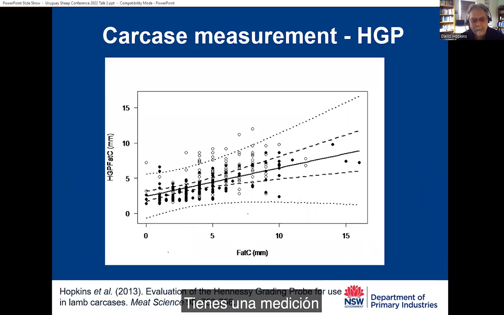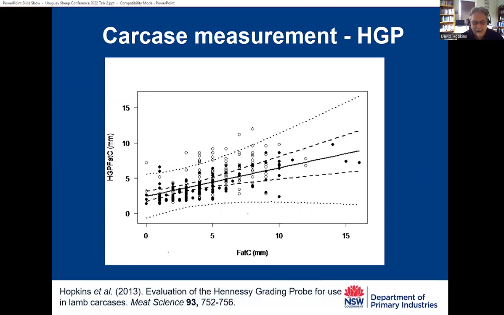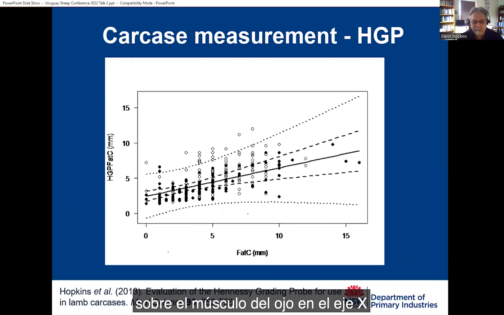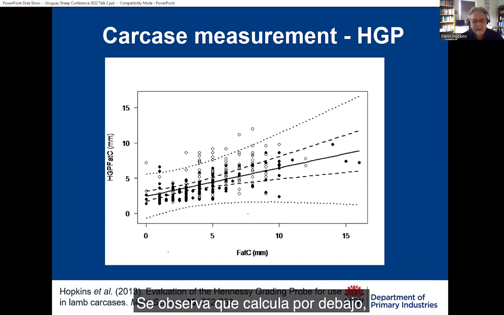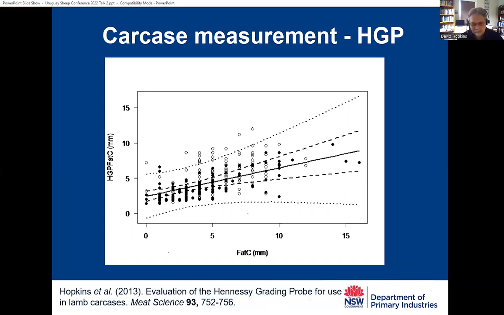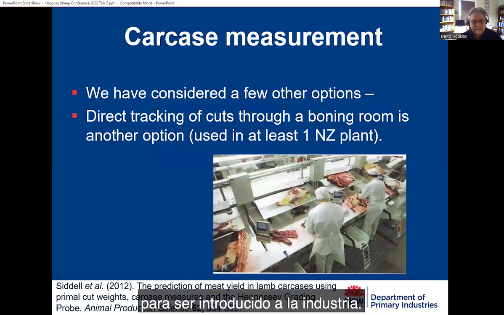So you've got a measurement of the actual fat depth here over the eye muscle on the x-axis, and you've got the Hennessy grading probe measurement at the top, and you can see it's under predicting. And so this just simply wasn't good enough to be introduced to industry. We did look at a few other options.